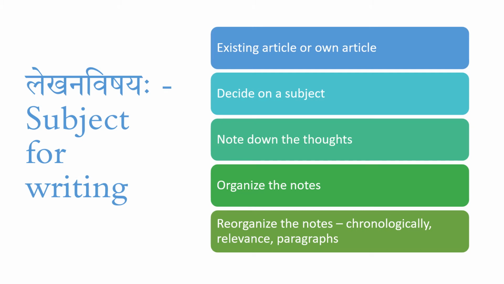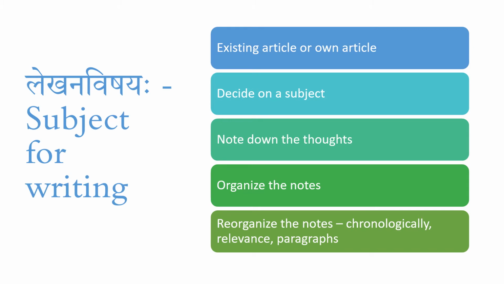For example, one can decide on an existing article or own article. For beginners, usually they can take up an existing article in some other language, and then try translating it into Sanskritam. That is the very basic thing one can start with. Some small essays would be available in other languages. They can take that and translate it, small stories, etc.